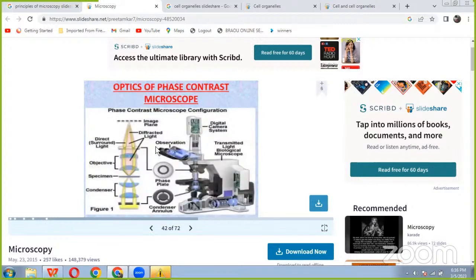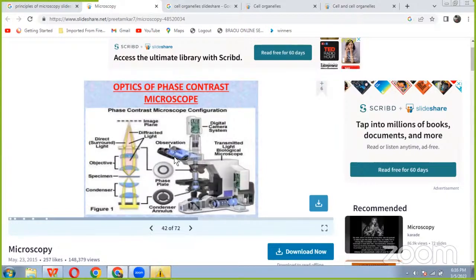Next is the structure diagram of the phase contrast microscope. A digital camera system is also available, fitted to the transmitted light biological microscope, especially for phase contrast. These are the phase plate, and these are the condenser annulus.